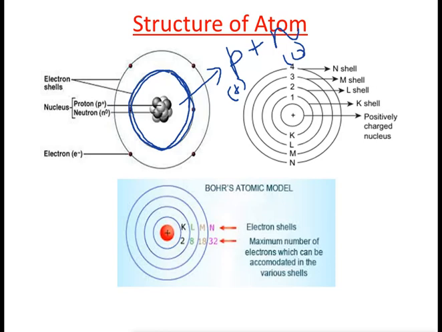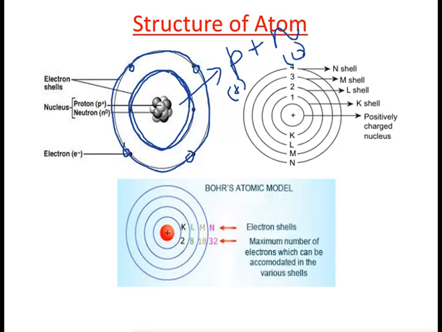Now around the nucleus we have the orbits or shells. So what are orbits or shells? These are the imaginary paths in which the electrons revolve around. We have different types of shells, or you can say orbits, depending on the element, right? And in these orbits or shells, electrons revolve. You can see the electrons revolving in these orbits or shells.